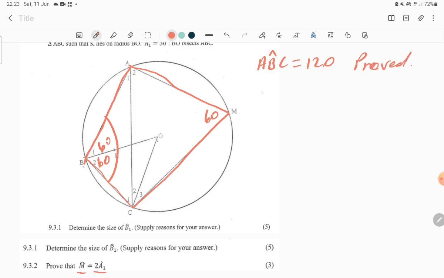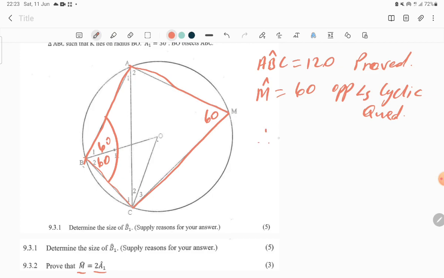Then now we have angle M is equal to 60 degrees. These are the opposite angles of a cyclic quadrilateral.